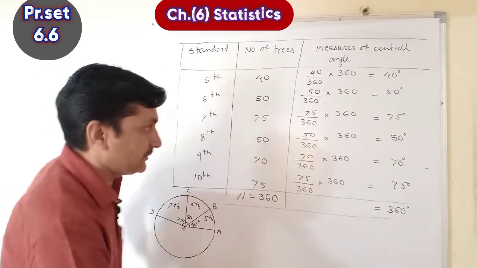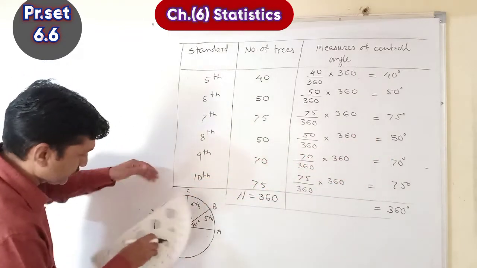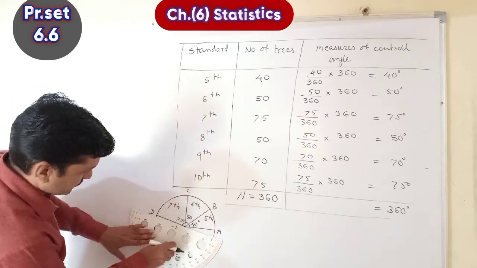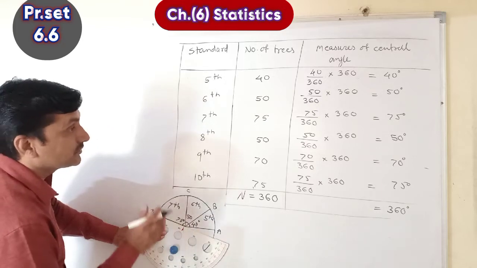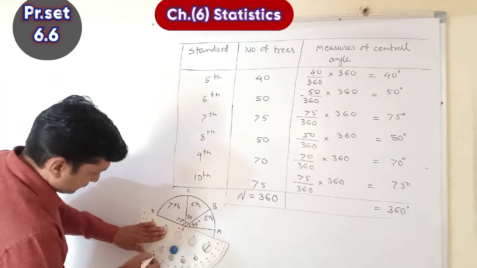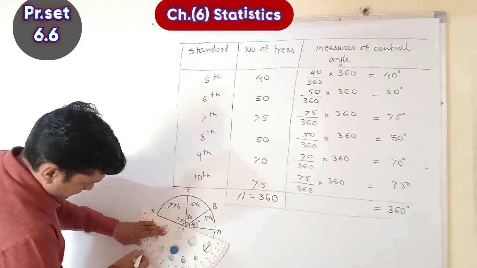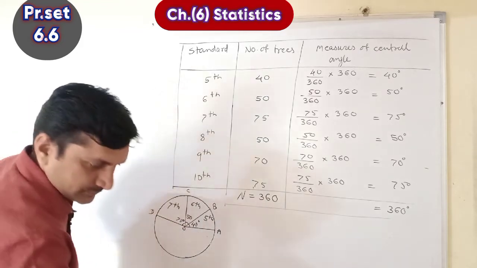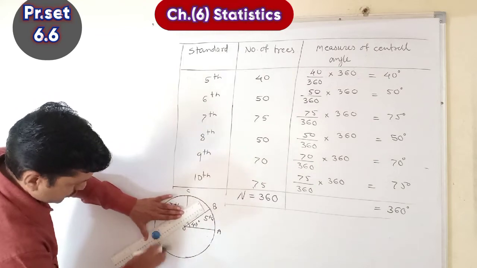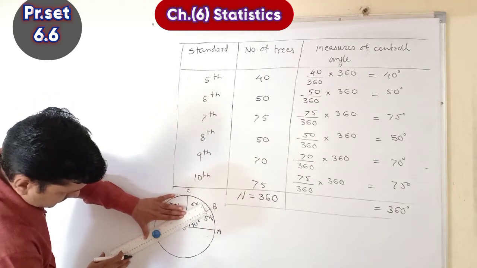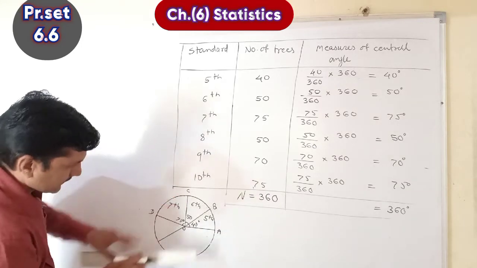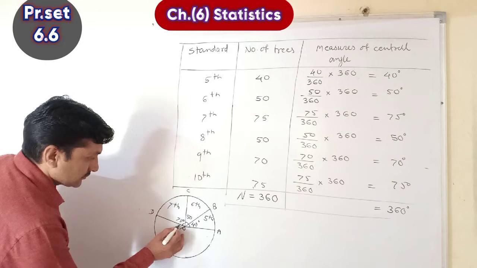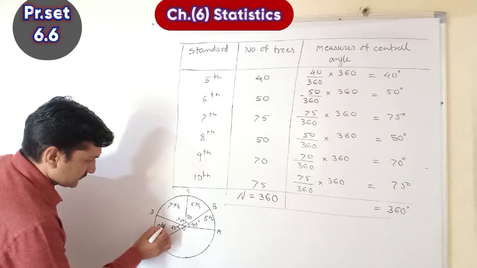Now next is 50. Draw 50 degree, protractor downwards now, because we are rotating in this way. 75 is over, 50 degree now. 50 degree is here. Draw radius. Use protractor carefully. CD, E here, what is 50 degree, and 8th standard this is.